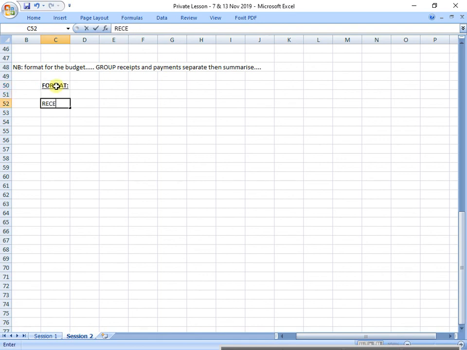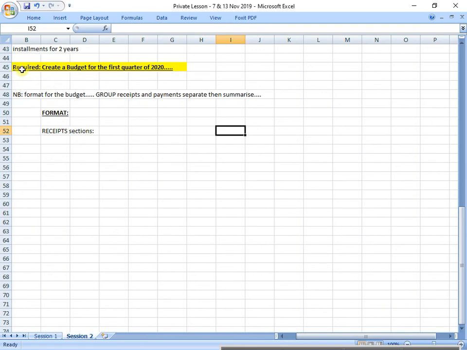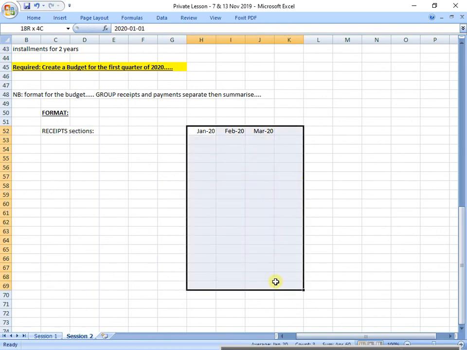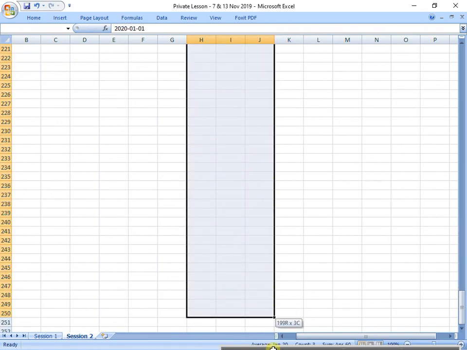I'm going to start with receipts. This is the receipts section. Obviously, I'm budgeting for how many months? First quarter. How many months in a quarter? 3 months, correct. So we're going to have January 2020, February 2020, and March 2020. Those are the 3 months that we are going to be budgeting for.